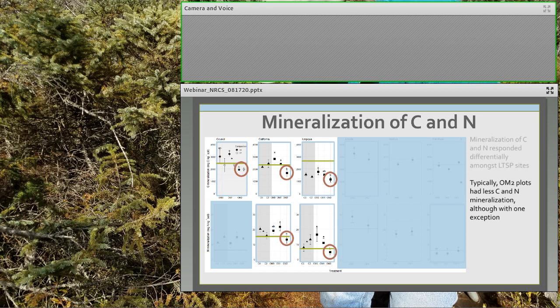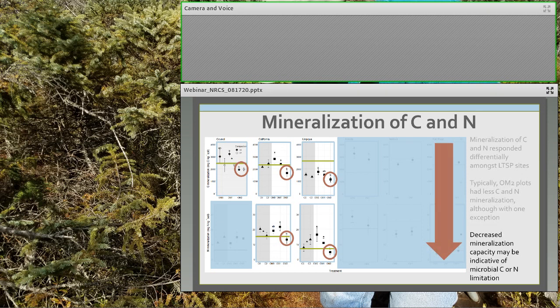Although the trends of C and N mineralization were inconsistent among treatments and sites, in all but one instance, OM2 plots had C and N mineralization less than the reference baseline, indicating a lack of recovery despite greater than 15 years having passed. Decreased mineralization capacity, as we observed within most OM2 plots, may be indicative of these severely harvested plots experiencing some microbial C or N limitation.